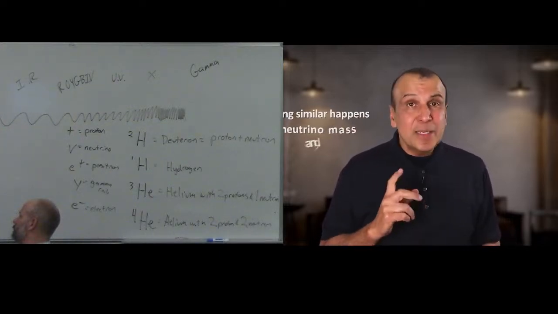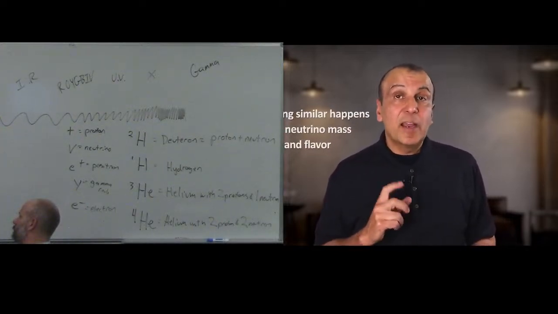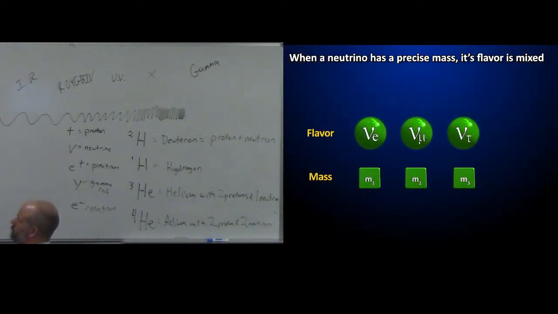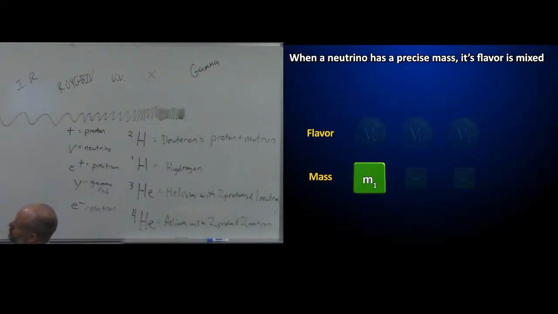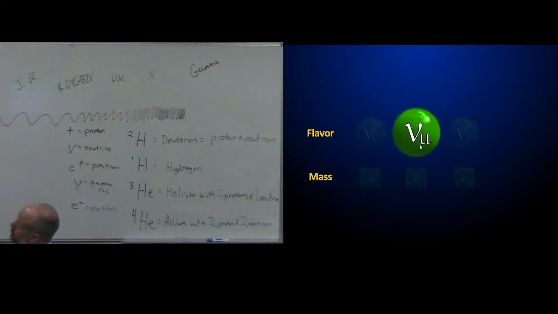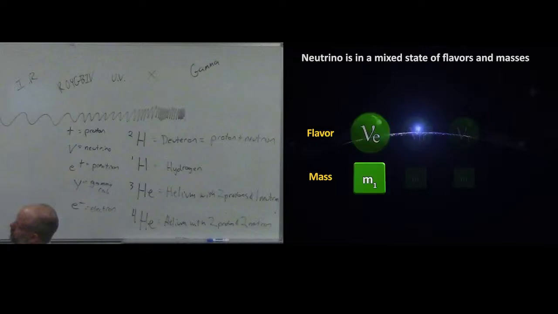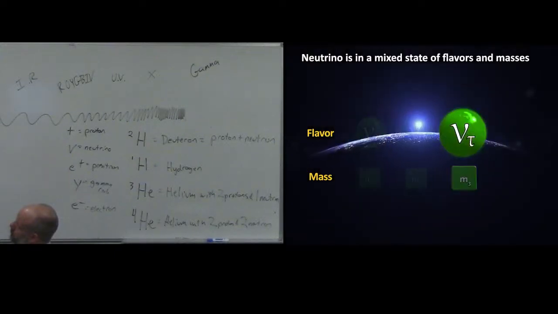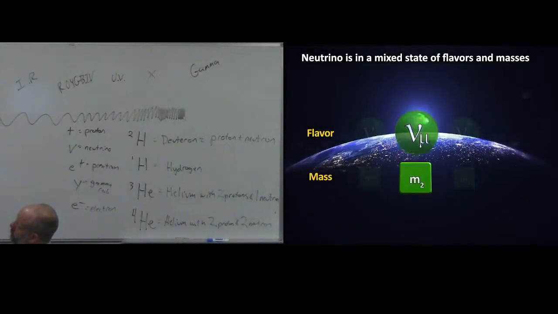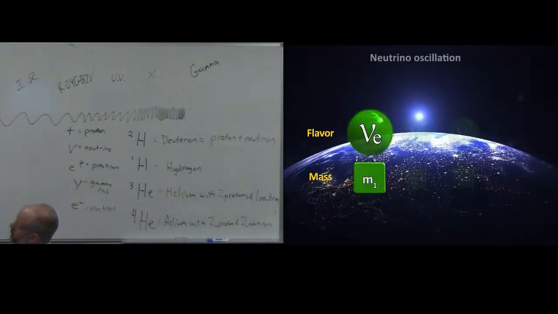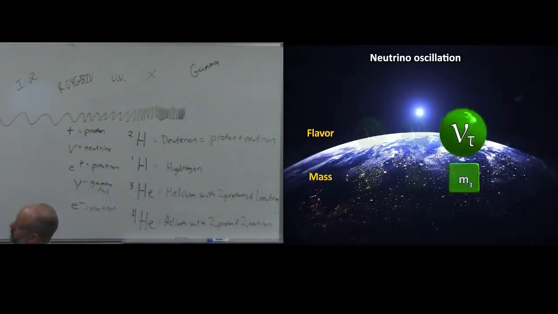Something similar seems to be going on with neutrino mass and flavor. When a neutrino has a precise mass, its flavor is mixed. When it has a precise flavor, its mass is mixed. So what appears to be happening is that on its way to Earth, the neutrino is in a kind of superposition, or a mixed state of various possible masses and flavors. This is called neutrino oscillation.